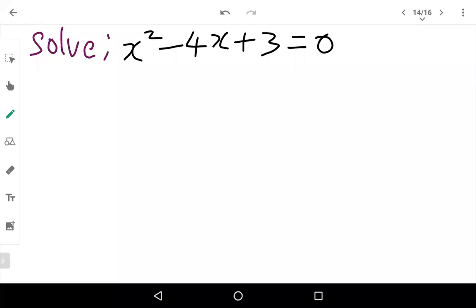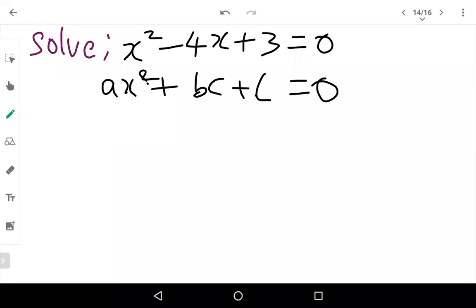So this is in the form of ax square plus bx plus c is equal to 0. Don't mind the signs, it can change. So you have ax square, you have bx and c. Here, what is the value of a? The value of a will be 1. Correct? It's in the same format.